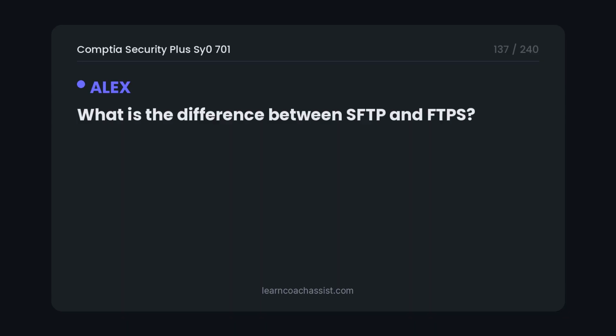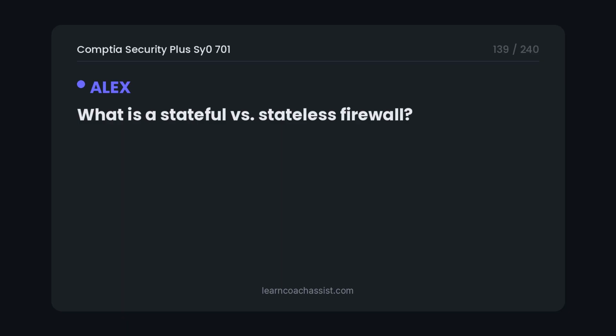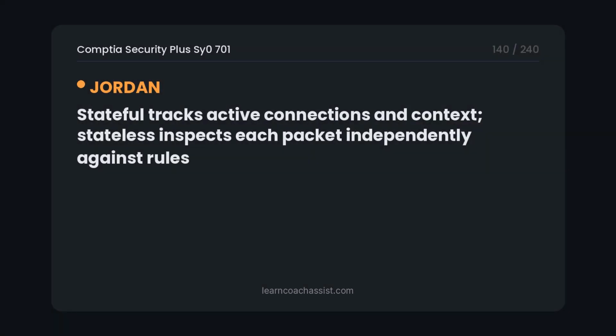What is the difference between SFTP and FTPS? SFTP is file transfer over SSH, port 22. FTPS is FTP with TLS, ports 989/990. What is a stateful versus stateless firewall? Stateful tracks active connections and context. Stateless inspects each packet independently against rules.